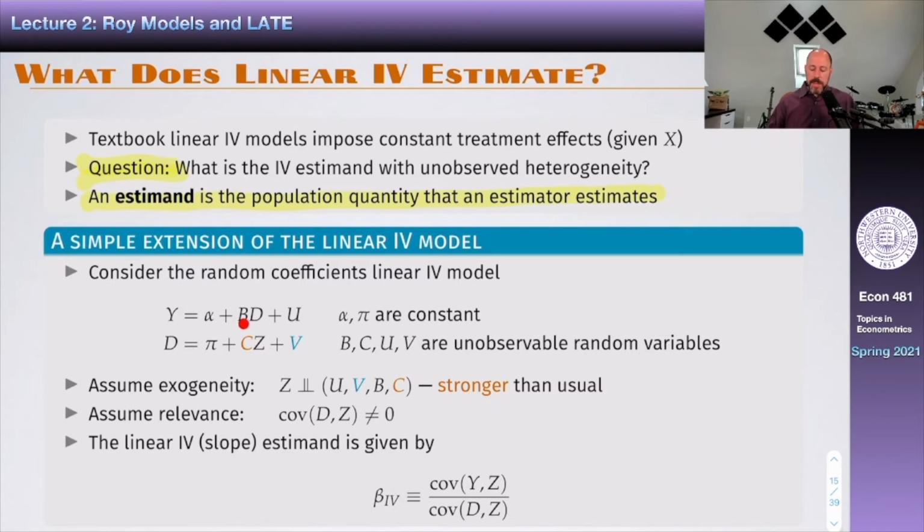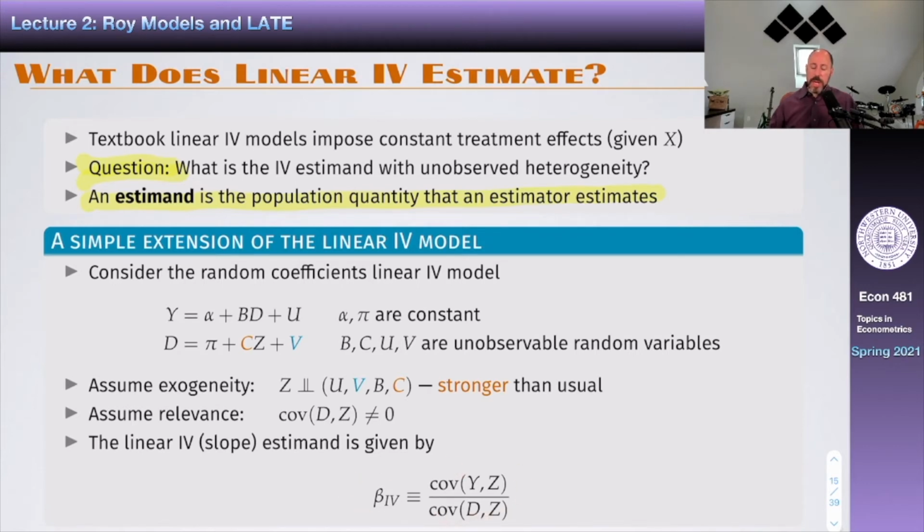And then we have the selection equation. It's going to be D equals pi plus C, which is, again, random, times the instrument Z, plus some other unobservable V. Okay, so here, B, C, U, and V are unobserved random variables. We're going to assume exogeneity, which in this model means that the instrument is independent of U, B, and C. Okay, just go with me with that assumption. Then we're going to assume relevance, which is that the covariance between the instrument and the treatment is different than 0. And then we're going to define the IV slope estimate as the covariance between Y and Z divided by the covariance between D and Z.